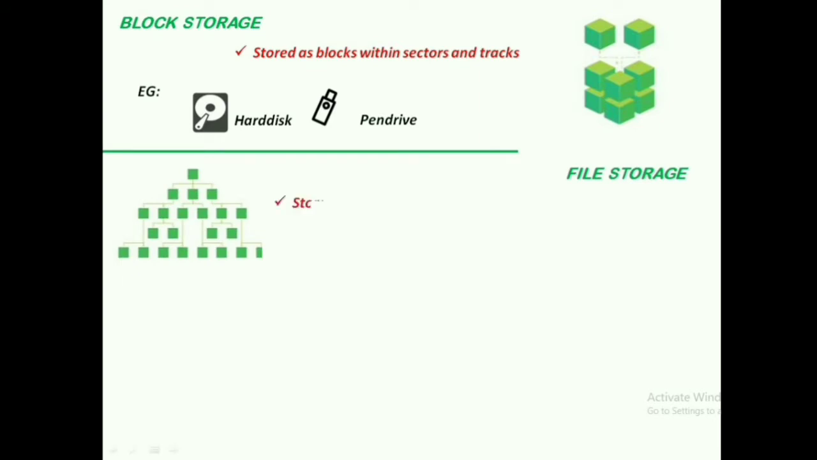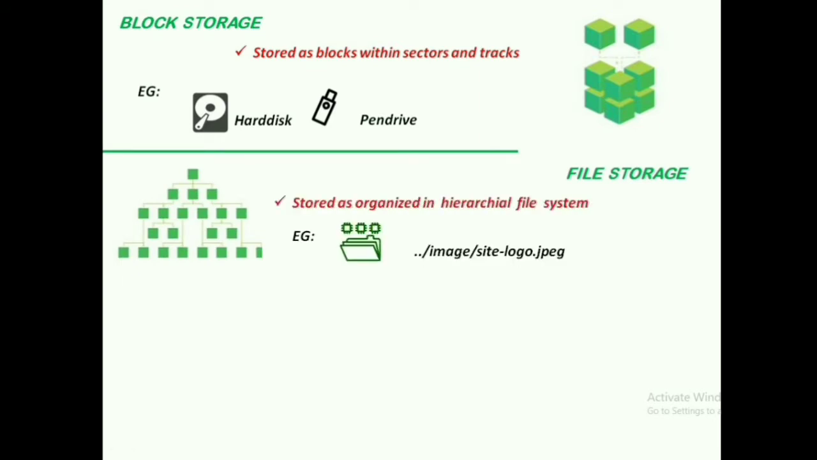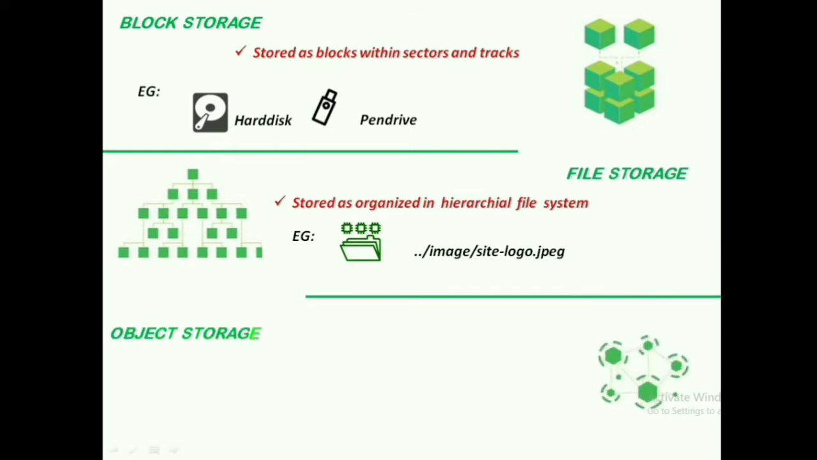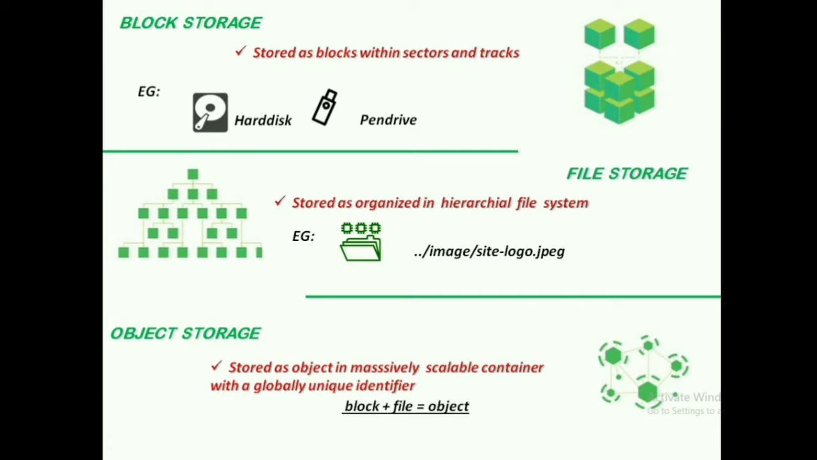The second one is file storage. In file storage, data is organized in hierarchical file systems. The third one is object storage. Here, data is stored as objects in a massively scalable container with a globally unique identifier. It is a combination of block and file storage. Examples of object storage are Dropbox and Amazon S3.